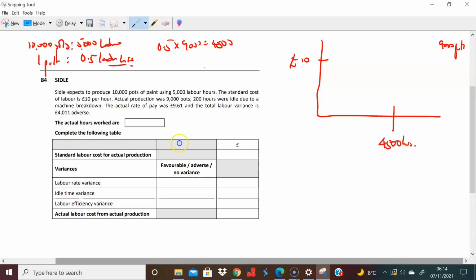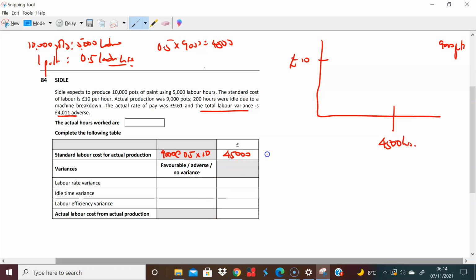Now, first of all, it says, what are the standard labor costs for actual production? Well, actual production is 9,000 pots, based at 0.5 hours, based at £10. Of course, you multiply all this together. This is 4,500 times 10, and that's 45,000. That's my situation. And it tells me that my total labor variance is 4,011 adverse.